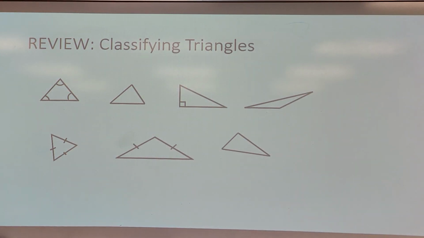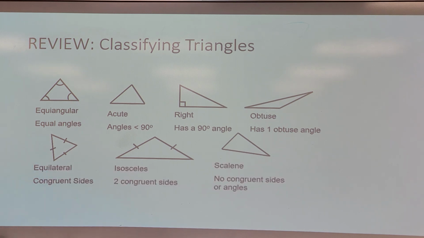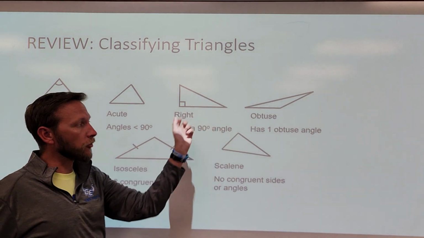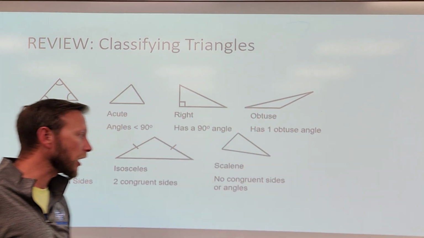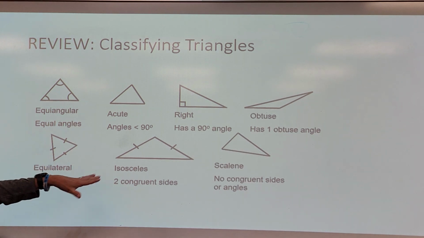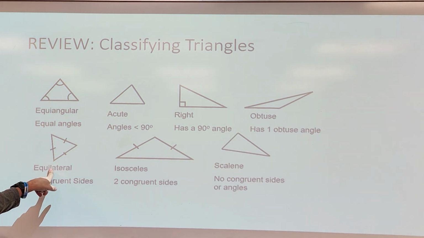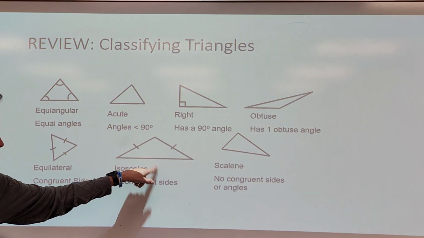So here's just a little review. This is some quick, easy vocabulary. Classifying triangles by their angles and also classifying triangles by their sides and how they relate to one another. So an equiangular triangle is one where all the angles are the same measure. An acute triangle, all the angles are less than 90 degrees. A right triangle has a right angle. An obtuse triangle has an obtuse angle. An equilateral triangle has all sides that are congruent, whereas an isosceles triangle only has two sides congruent. An equilateral triangle is a type of isosceles triangle.